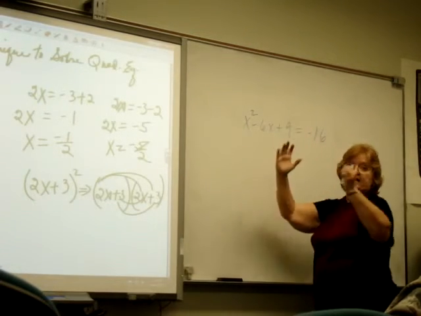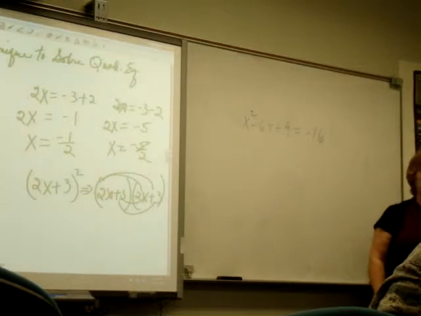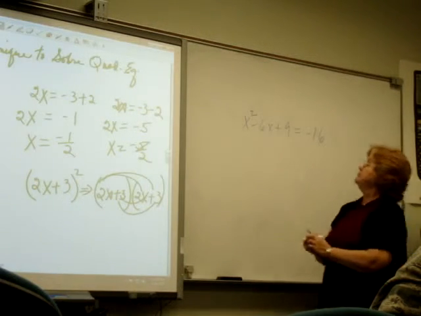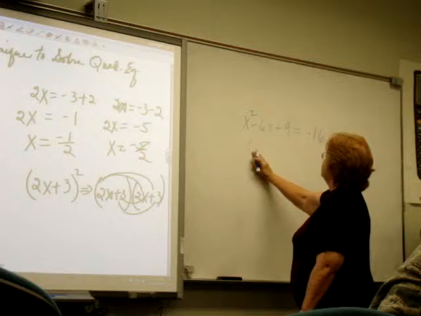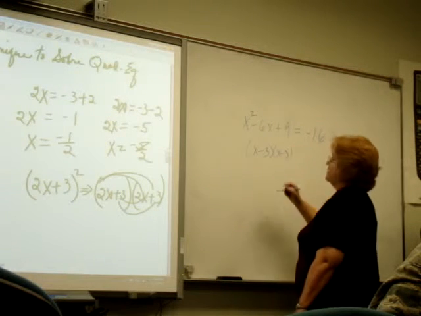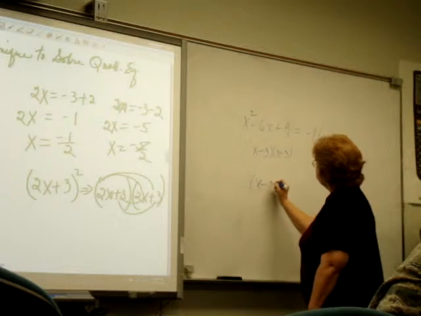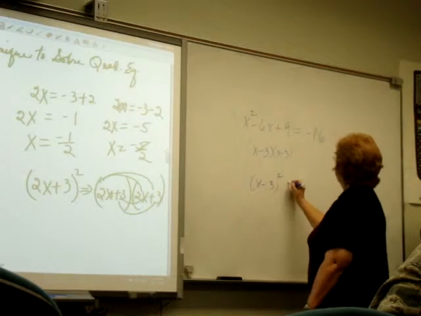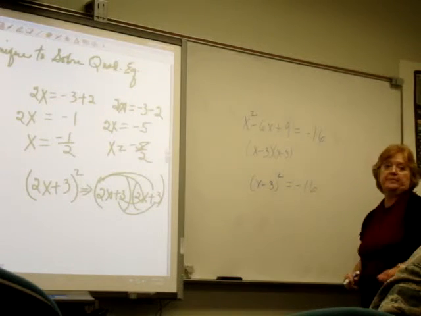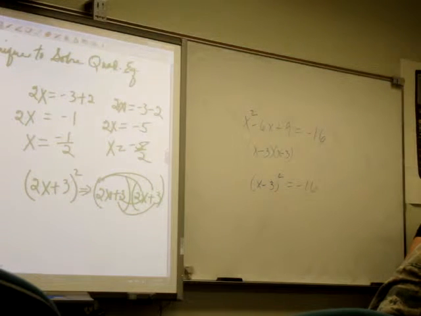Now you know you got to end up with 2 identical factors because you're being told to do it by the square root method. x minus 3 and x minus 3, are they the factors? Okay, so we can write that as (x minus 3) squared equals negative 16, can't we? Any question about that so far?